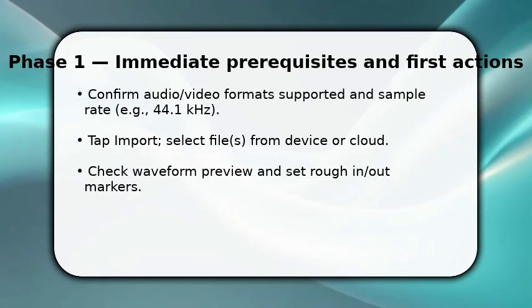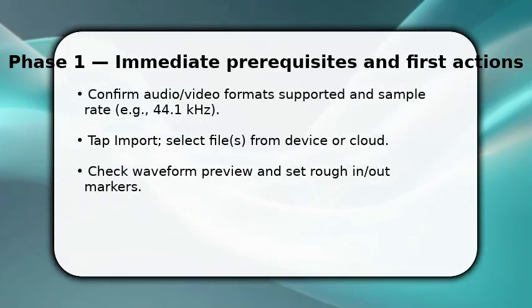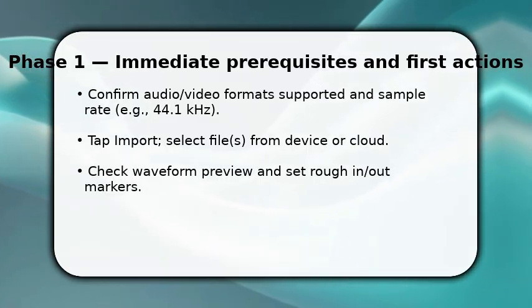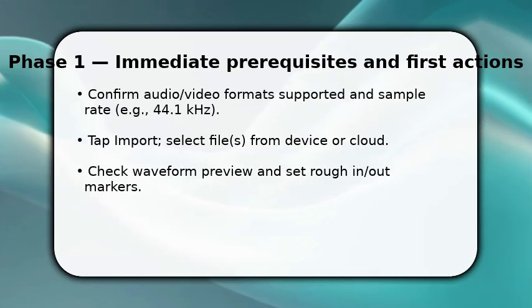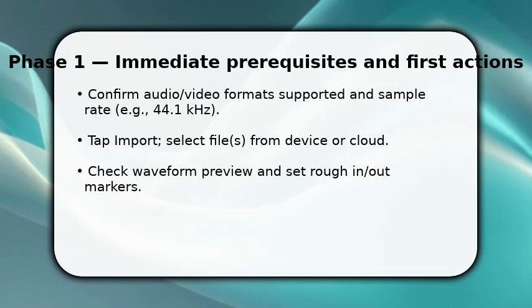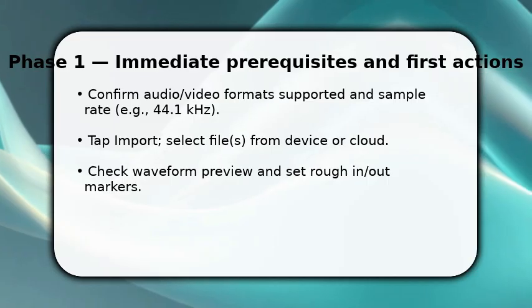You start by importing the media. Choose the file and make sure the app shows a clear waveform. Once imported, zoom to see details so you can mark edits precisely. Use the in/out handles to set a rough range for the first cut. This saves time later. If you need multiple files, import them now and arrange their order on the timeline.